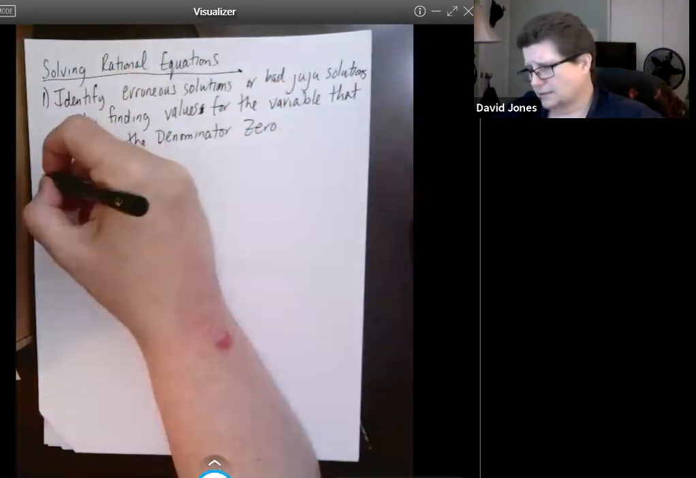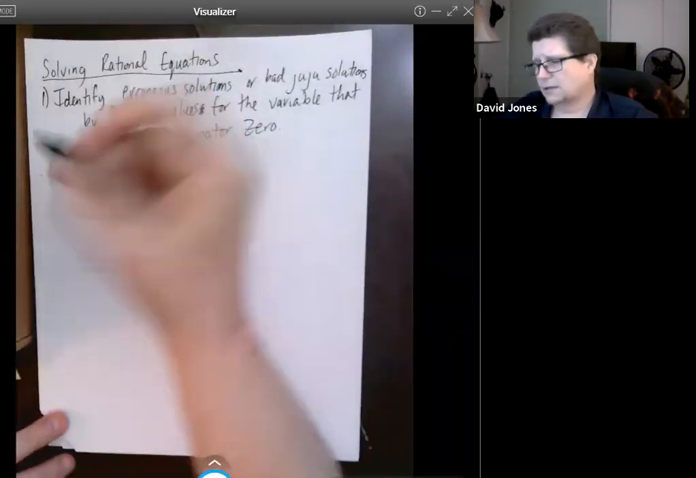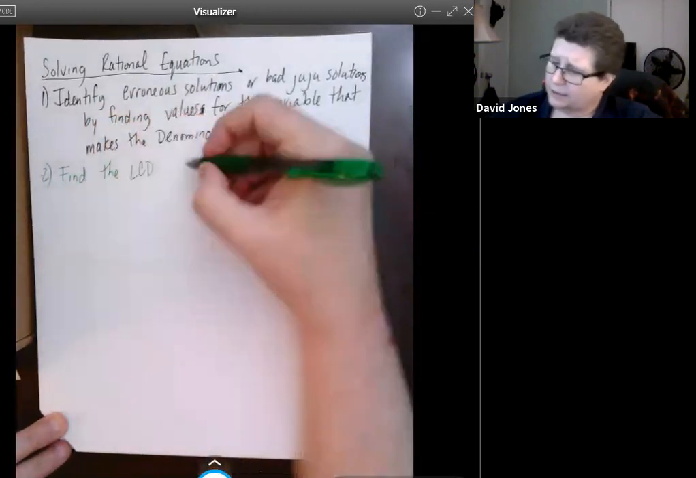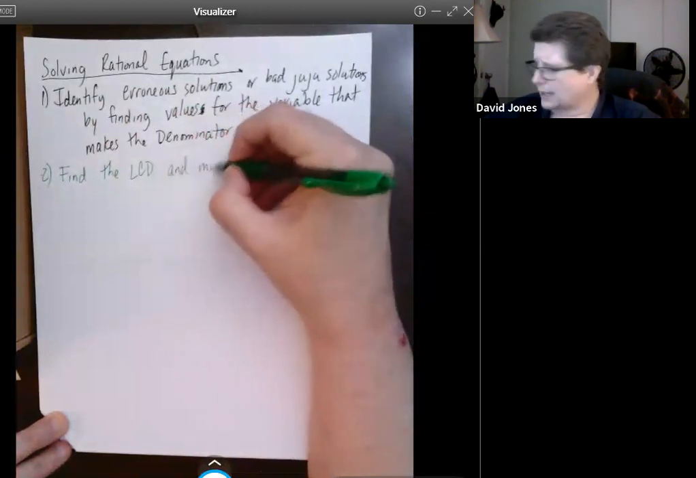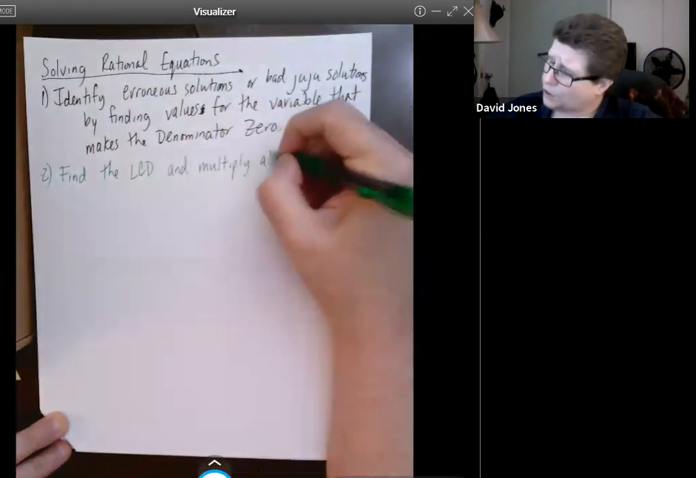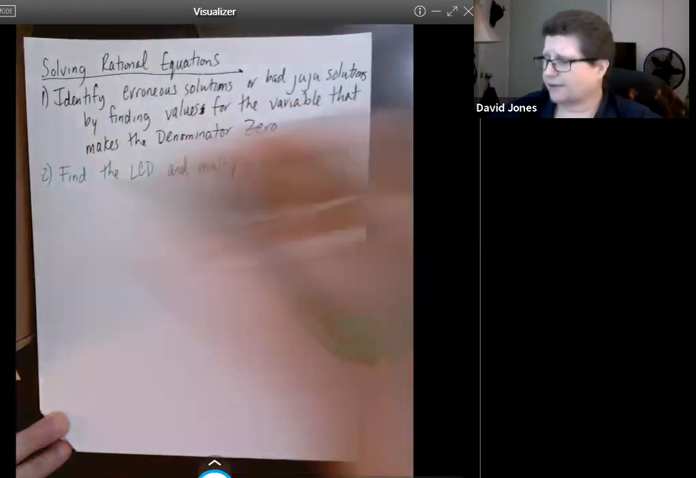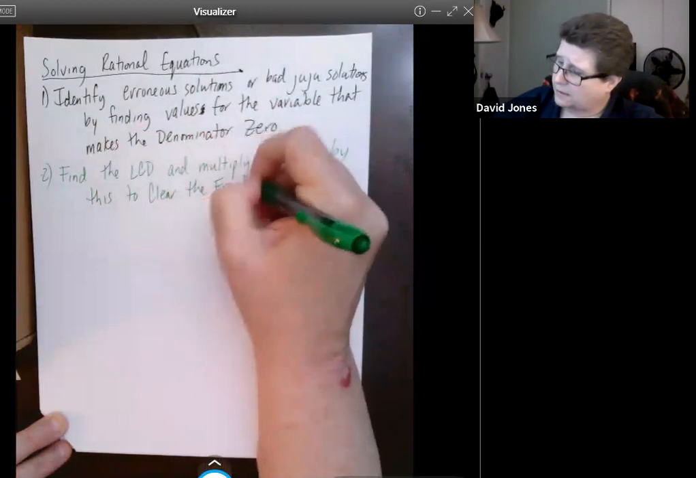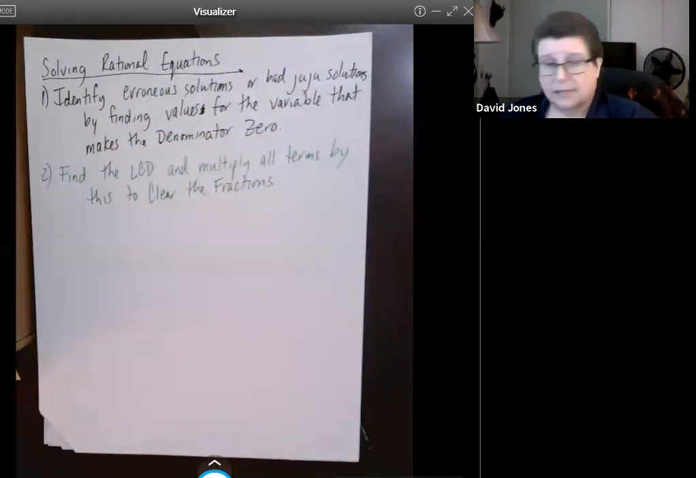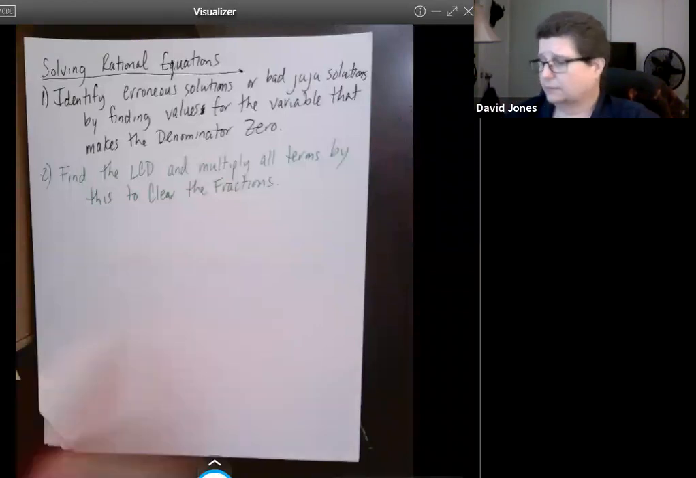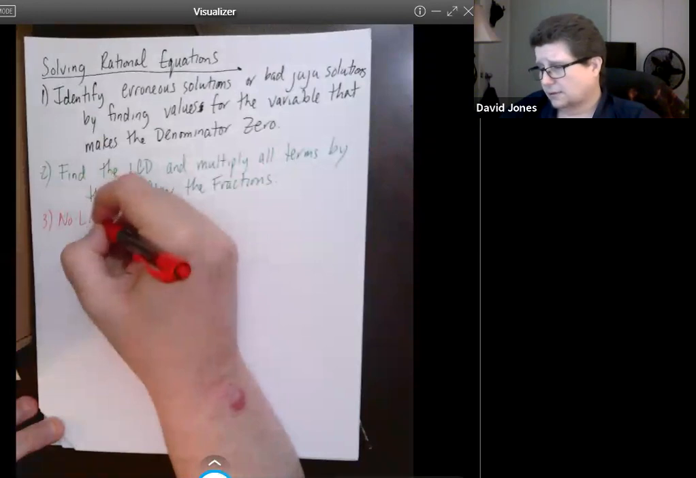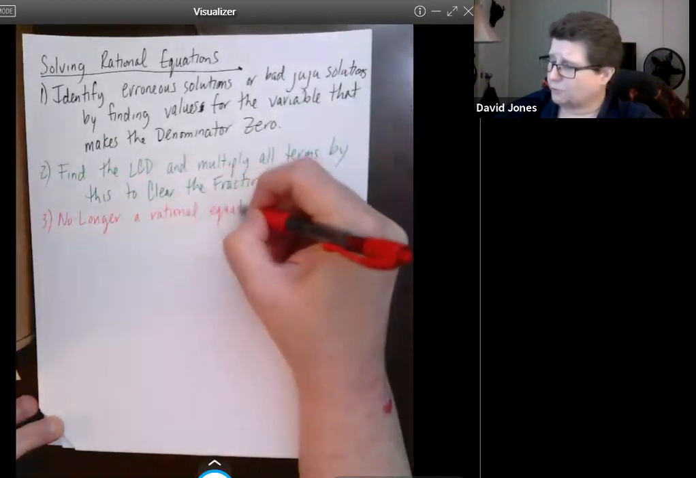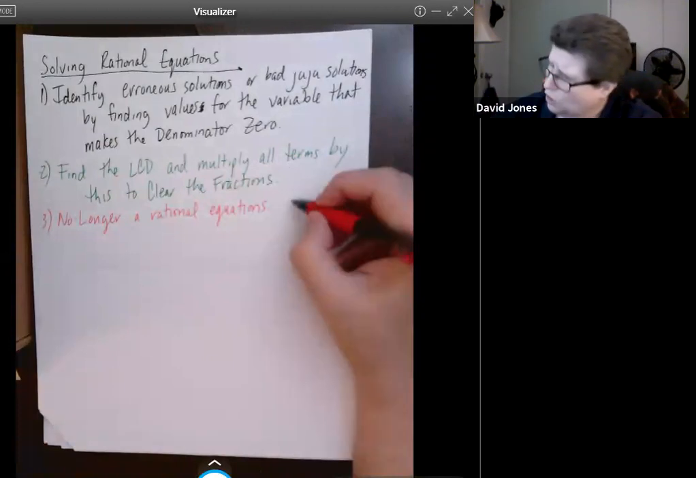Then, you want to find the LCD, or least common denominator, and multiply all terms by this. Clear the fractions. At this point, it's no longer a rational equation, because you cleared the fractions, there's no ratios left. So solve normally.